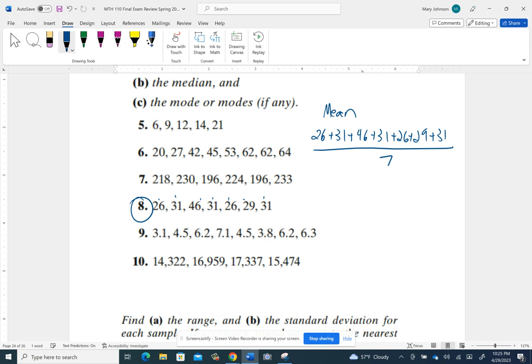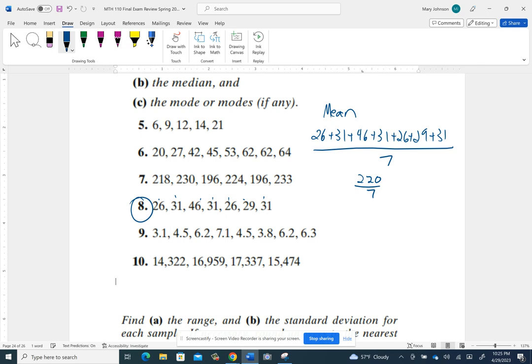Okay, I just lost it. I just typed it in and then I lost it. Okay, let me do it again. So I'm doing 26 plus 31 plus 46 plus another 31 plus 26 plus 29 plus 31. I was trying to look to make sure I didn't have a typo. Yeah, it looks good. I'd hit enter. So I got 220 on top divided by 7.